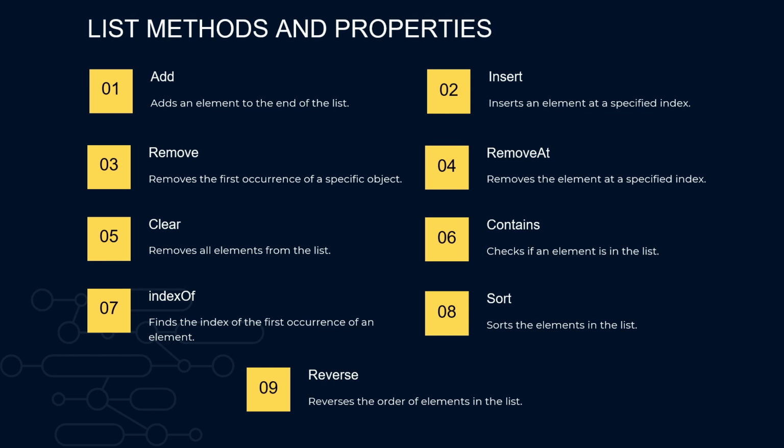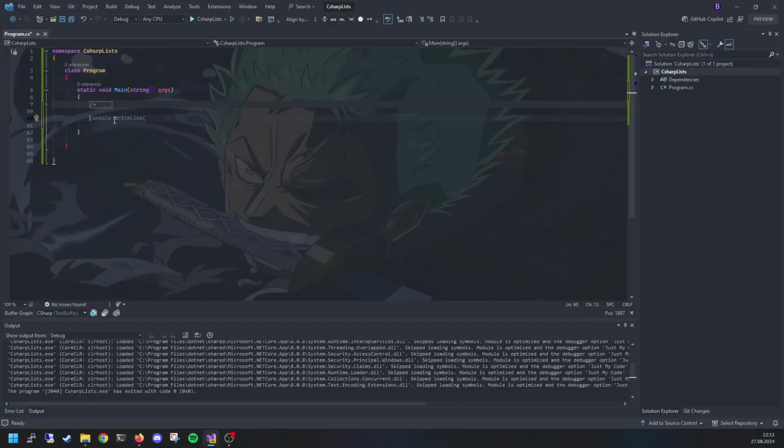Contains checks if an element is in the list. IndexOf finds the index of the first occurrence of an element. Sort sorts the elements in the list. Reverse reverses the order of elements in the list. Let's see an example where we use some of these methods.